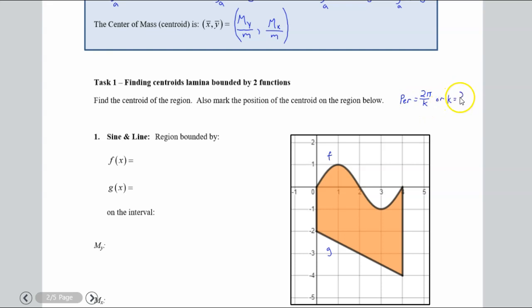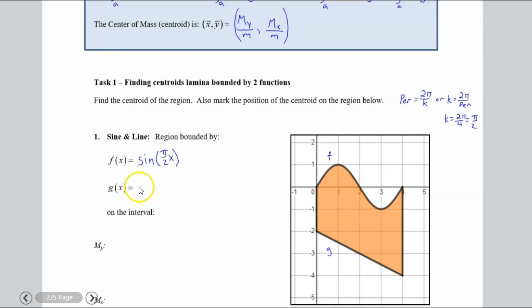K is 2 pi over the period if you just rearrange the equation. So we'll go ahead and use this period of 4 right here. Find that k. So 2 pi over 4. That'll simplify to pi over 2, and we can go ahead and write that right in here. So we've got the sine of pi over 2 times x.